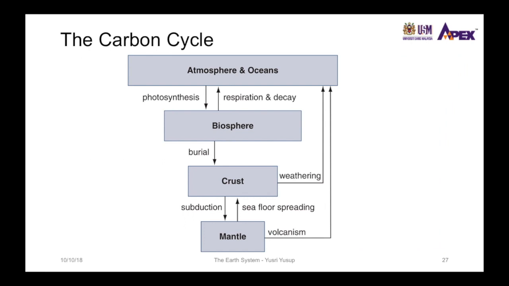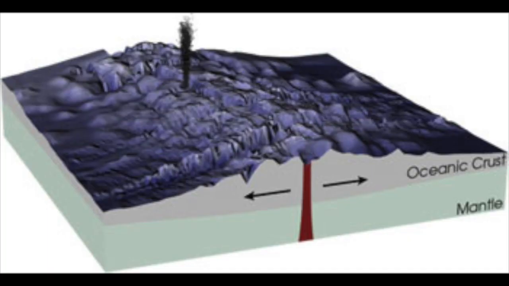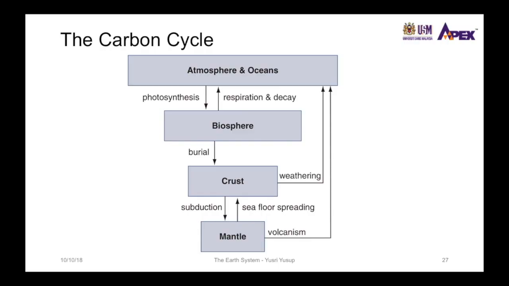This is how carbon cycles through the different Earth systems. From the atmosphere and oceans, it goes into the biosphere, or the living organisms, through photosynthesis, and the biosphere releases carbon into the atmosphere and oceans through respiration and decay. Carbon moves from the biosphere to the crust through burial, and from the crust to the mantle through the process of subduction, while from the mantle to the crust through seafloor spreading. The crust also experiences weathering, which releases carbon back into the atmosphere and ocean, and the carbon in the mantle goes back into the atmosphere and oceans through volcanism.